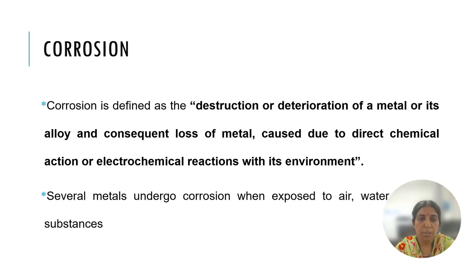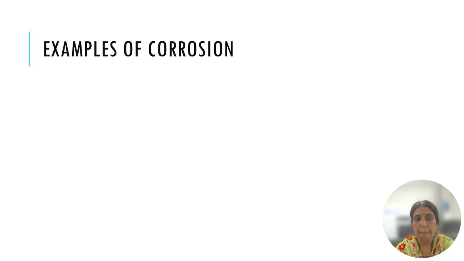Let us understand corrosion from its definition. Corrosion is defined as the destruction or deterioration of a metal or its alloy and the consequent loss of the metal caused by direct chemical action or electrochemical reaction with its environment. Basically, it is a deterioration of the metal or alloy that leads to loss of metal. Several metals undergo corrosion when exposed to air, water and other substances.